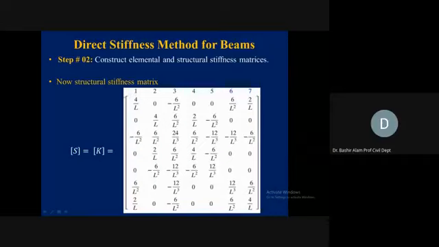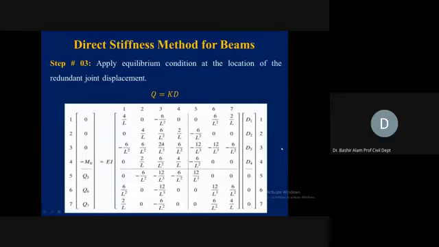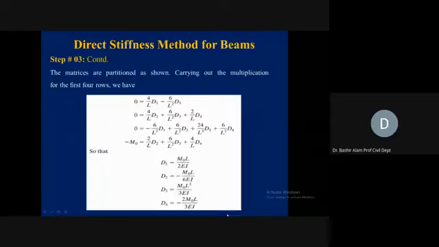And how can you do it easily? You can do it by writing the row numbers also. The column numbers are given, but you should have the row numbers also. After this, we write the equilibrium equation. We partition them. How is partitioning done? Again, free joints and restrained joints. From here, we are going to find out the unknown joint displacements. From this lower left matrix, we are going to find out the unknown reactions. And they are done here.